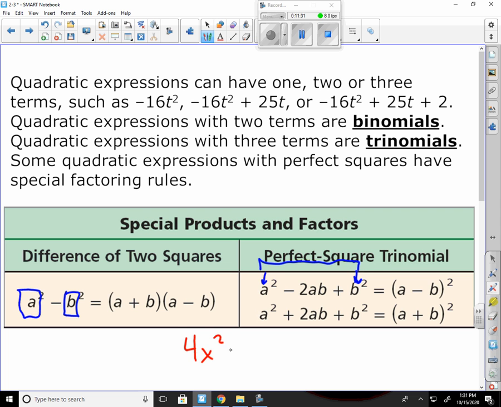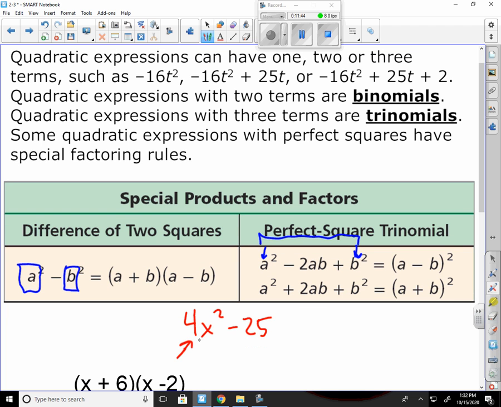Here we had 4x squared minus 25. If I look at this first term, can anything squared give me 4? Well, you should probably know that by now. 2 squared is 4. And then I also have an x squared, so that's also a perfect square. So I know that my a term is 2x. On the back side, is 25 a perfect square? Yeah, it's 5 times 5. So I know that my b is 5.